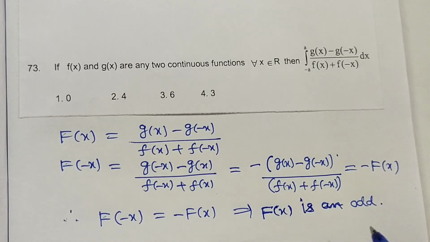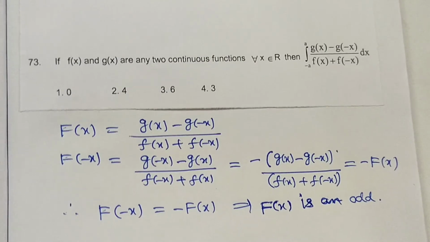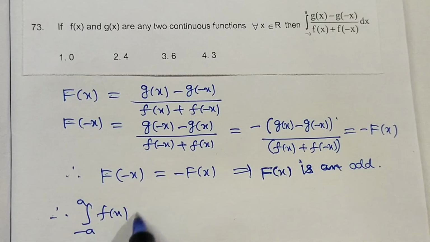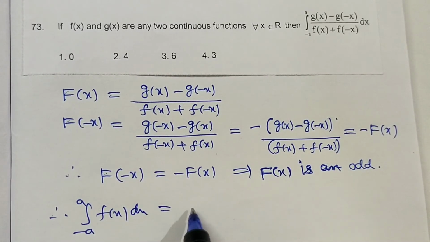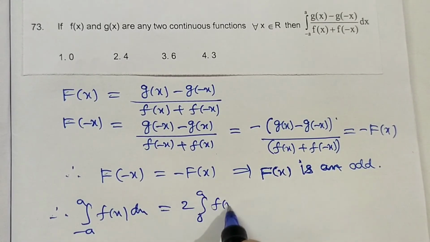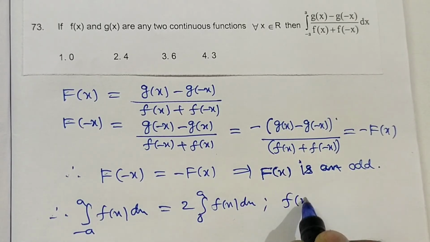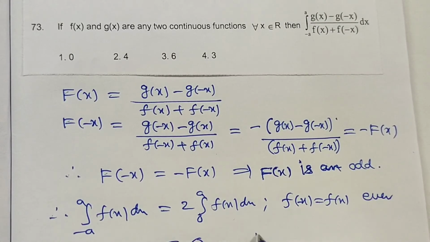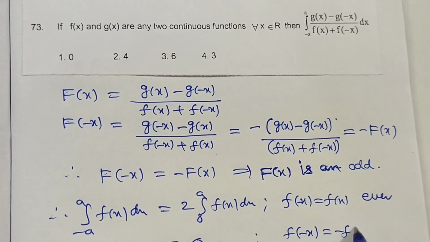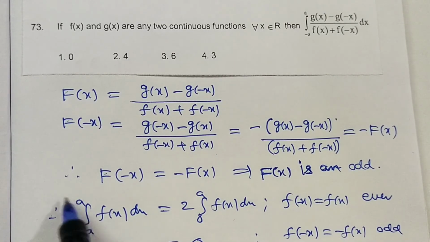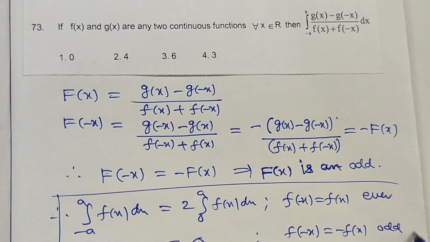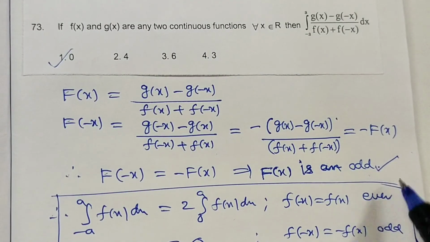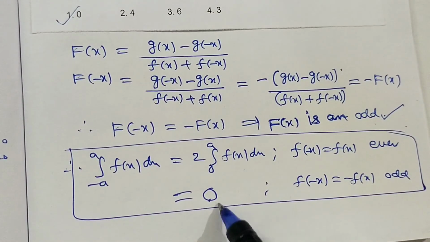Whenever it is an odd function, by using the properties of definite integration, integral minus a to a f of x dx equals 2 times integral 0 to a f of x dx whenever f of minus x is equal to f of x, that means even function, and equals 0 when f of minus x is equal to minus f of x, odd function. So based on this formula, the answer is 0. Odd function, the answer is 0.